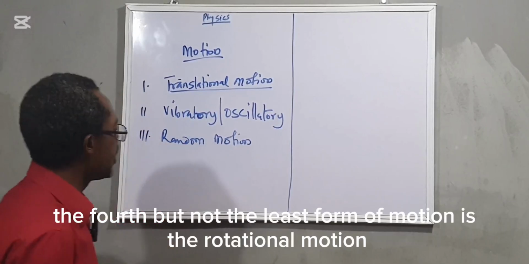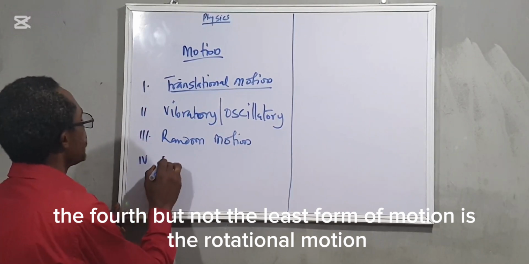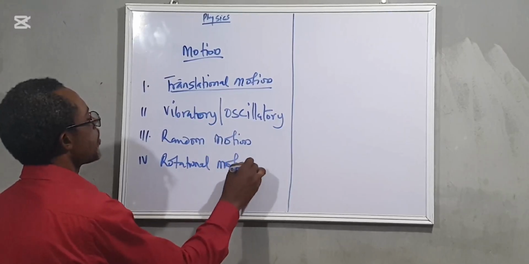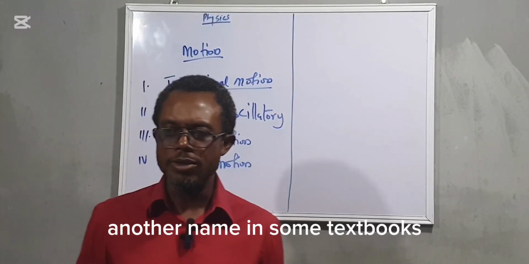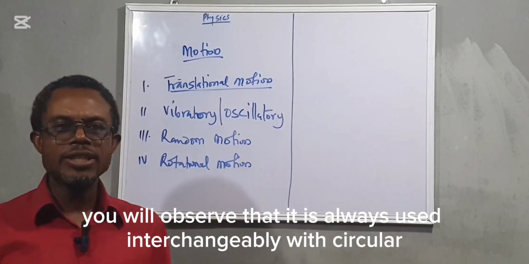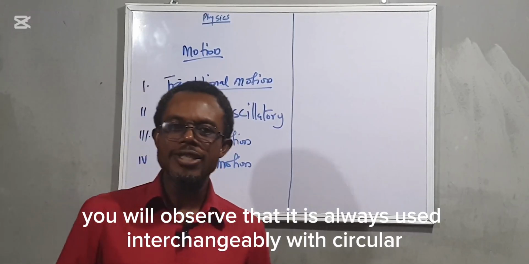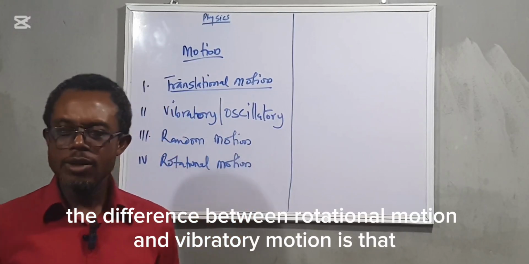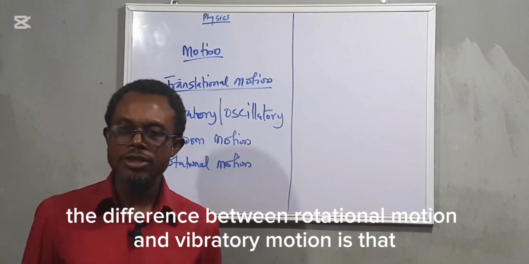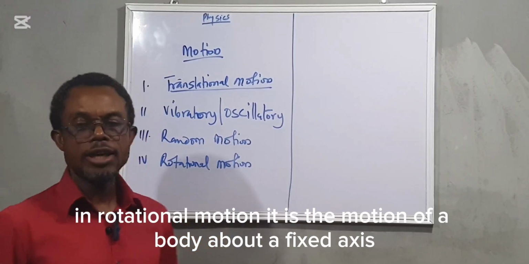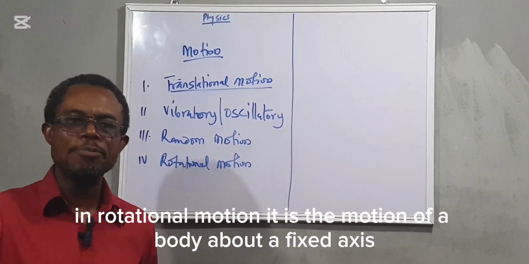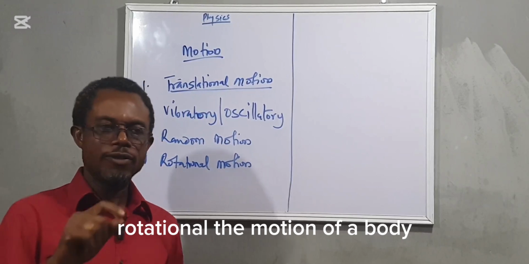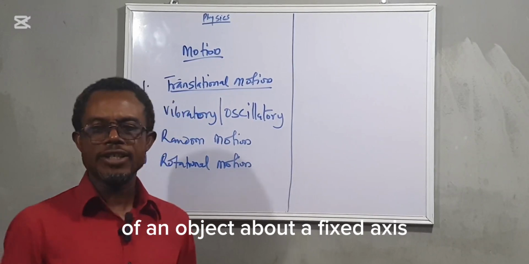The fourth, but not the least, form of motion is the rotational motion. In some textbooks, you will observe that it is used interchangeably with circulatory motion. Now, the difference between rotational motion and vibratory motion is that rotational motion is the motion of a body about a fixed axis. Rotational motion: the motion of an object about a fixed axis.